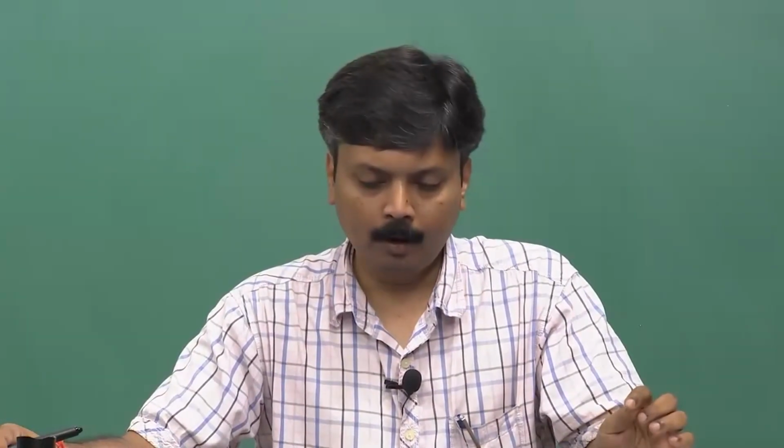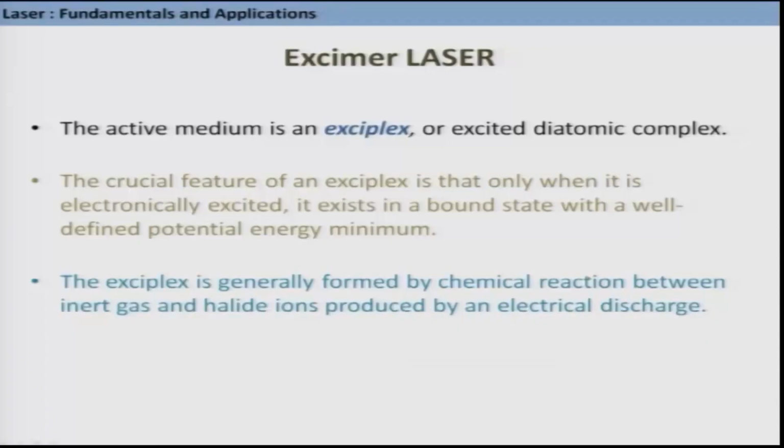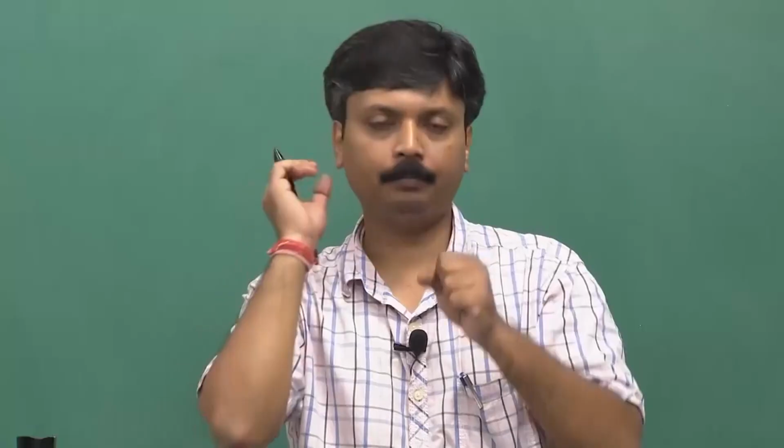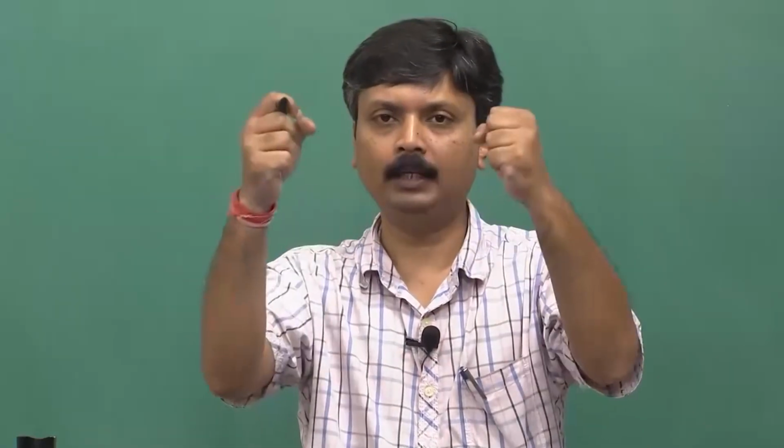Okay. Now, this exciplex is an excited state complex. That means that it does not exist in ground state. So this complex is formed only when these components are excited. Okay, then they do reaction and then they form the complex. But in the ground state, they are not together. They don't have any bond between them.